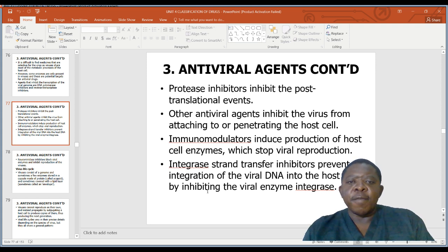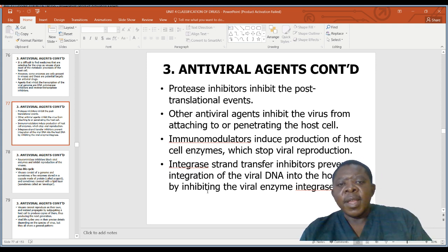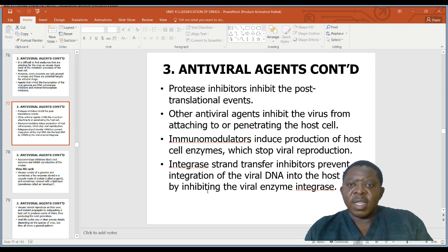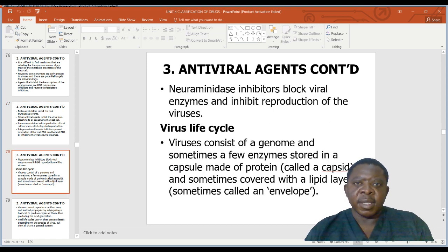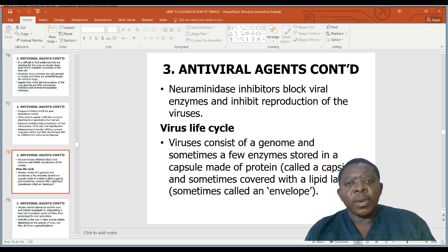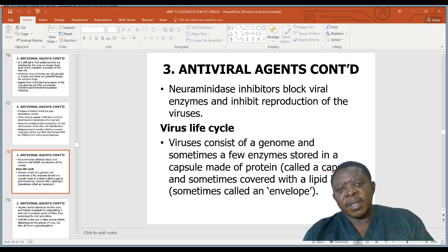Then we have immunomodulators that induce a production of host cell enzymes which stop viral reproduction. Then we also have integrase strand transfer inhibitors, which prevent the integration of the viral DNA into the host DNA by inhibiting the viral enzyme integrase. Then we have the neuraminidase inhibitors, which block viral enzymes and inhibit reproduction of the virus.